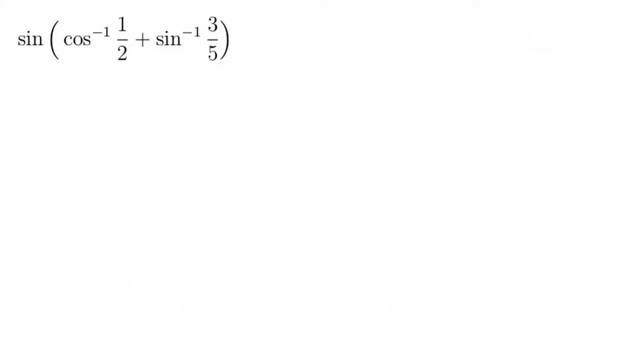Here's another illustration of how sum and difference formulas can be used to simplify expressions. In this example, we want to find the exact value of the sine of the sum of the inverse cosine of 1/2 plus the inverse sine of 3/5. We're trying to find the sine of the sum of two angles: alpha, which equals the inverse cosine of 1/2, and beta, which equals the inverse sine of 3/5.